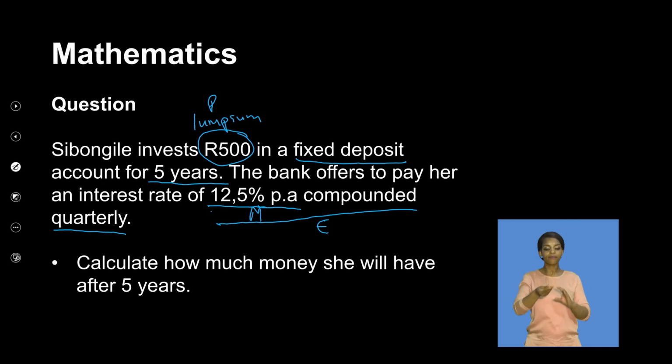If I want to know how much money she will have after 5 years, firstly, the big idea here will be, what is the interest that the person is getting from the bank? Number two, what was the principal amount? How much did they invest in the bank? Sibongile invested 500 rand in a fixed deposit account, right? How long was the investment for? It was for 5 years. How was it compounded? It was compounded quarterly.